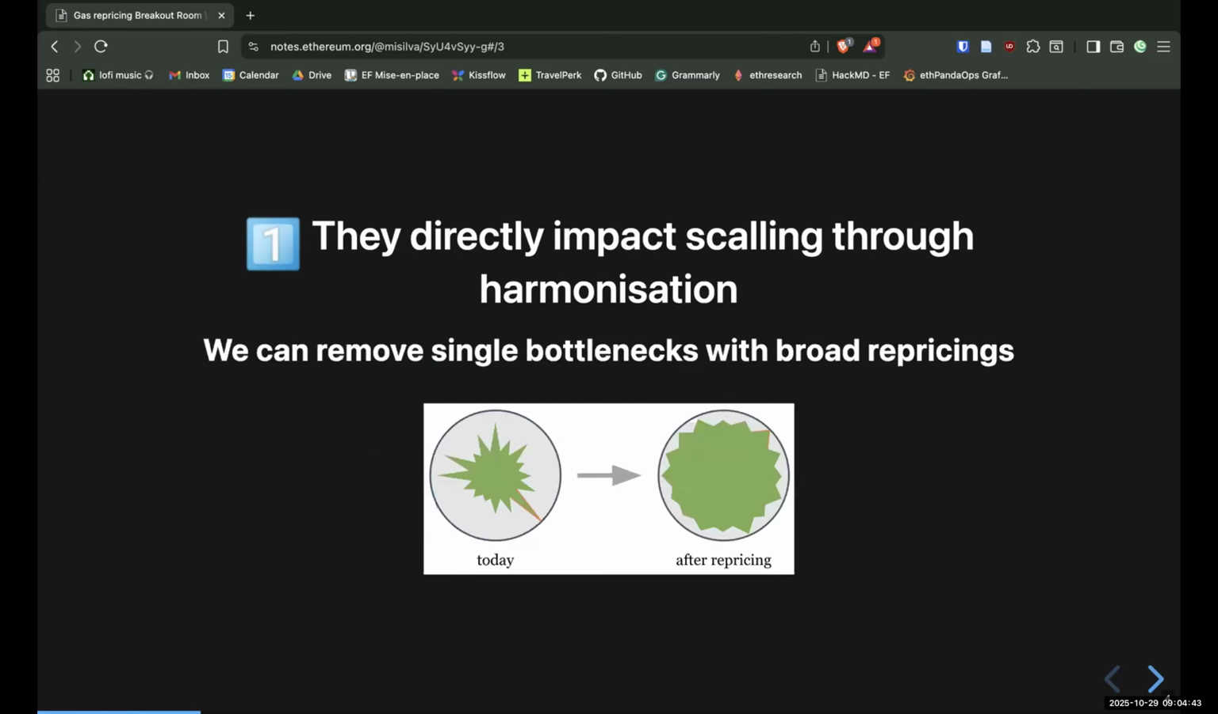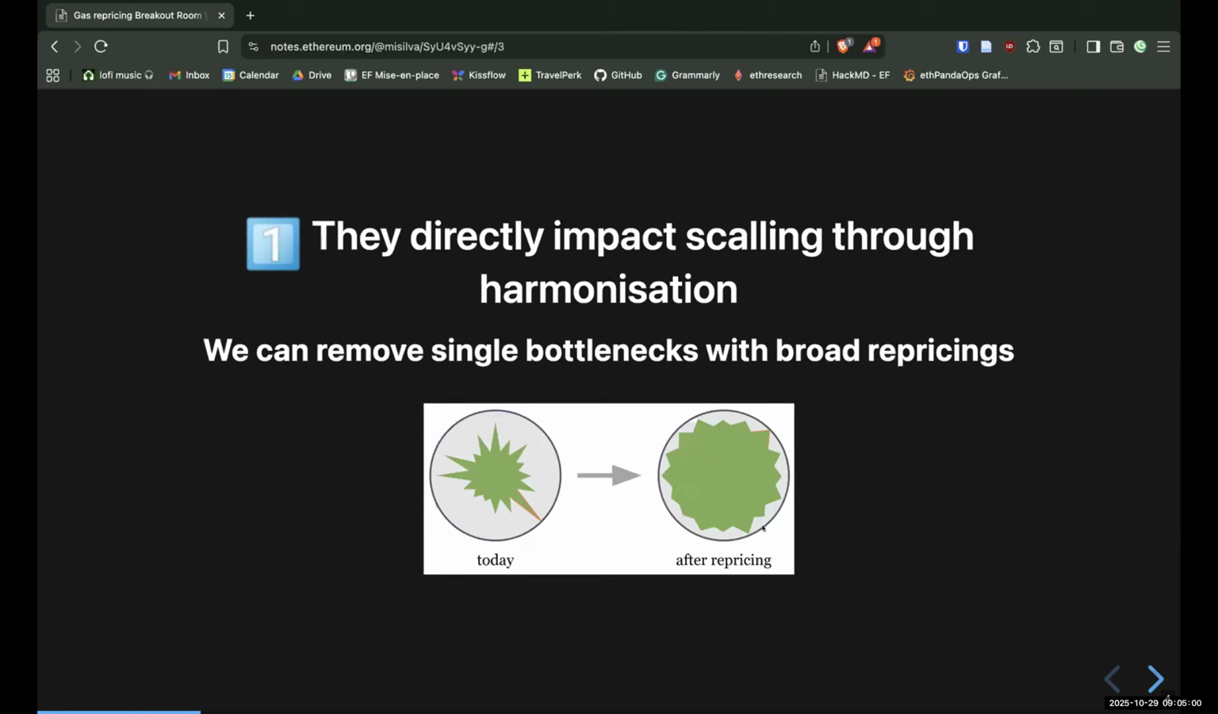So by doing this harmonization, we are removing these single bottlenecks and allowing the EVM to perform in a more harmonized manner. So we are removing these single bottlenecks.